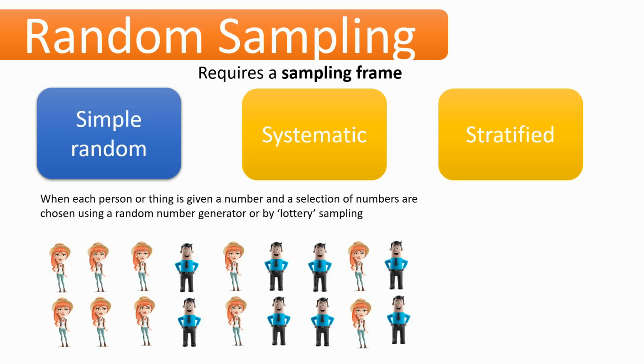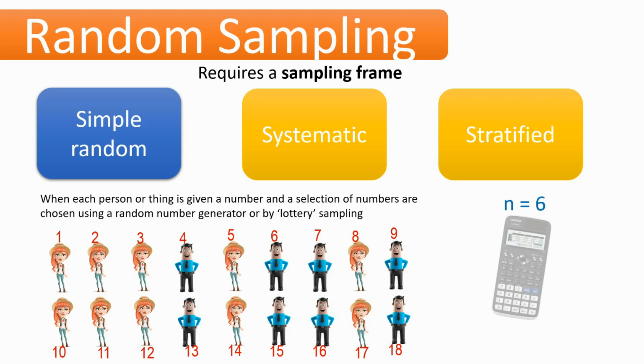So, for example, how many people are there? Let's say there's 1, 2, 3, 4, 5, 6, 7. We've got 18 people there. So number them all. There's your sampling frame. Let's say we want a sample of 6. We're going to use our calculator. That's obviously a picture of our older calculators.